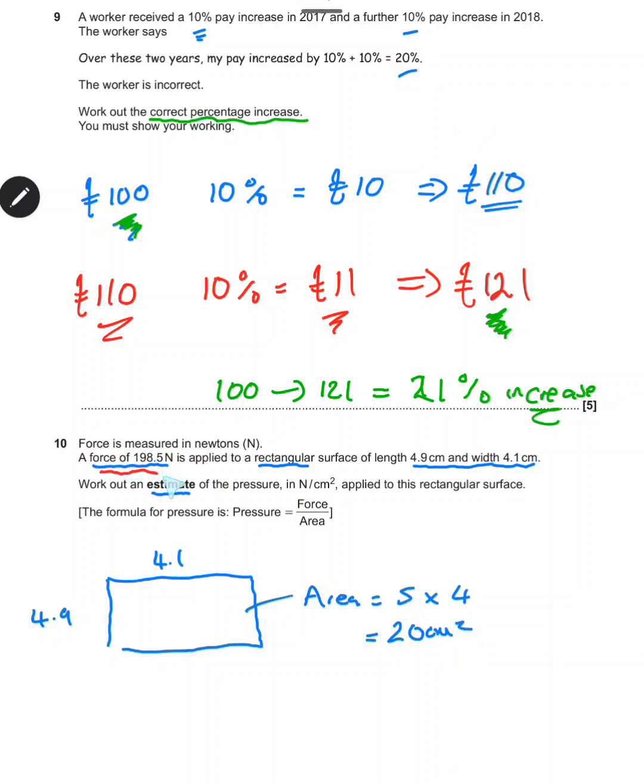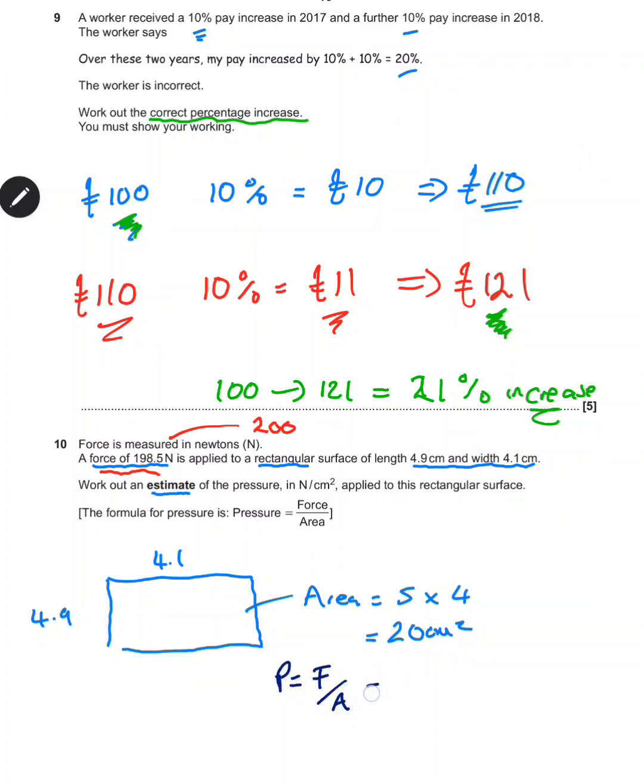For the force, we're not going to use 198. We're going to estimate and use 200. Again, use really nice numbers when estimating. All we need to do now is work out the pressure, which is force over area, which is 200 over 20. Take a 0 off. 20 divided by 2 is 10. And it would be newtons per centimetre squared.